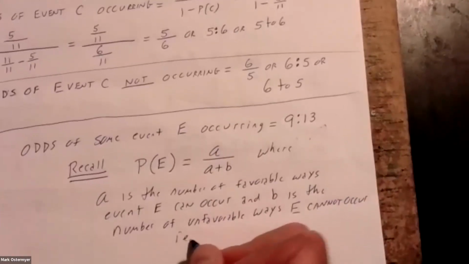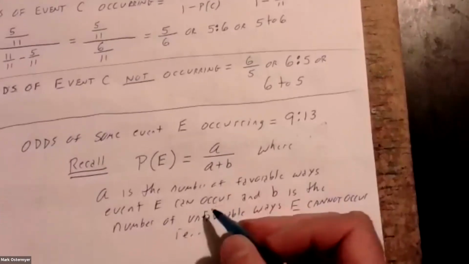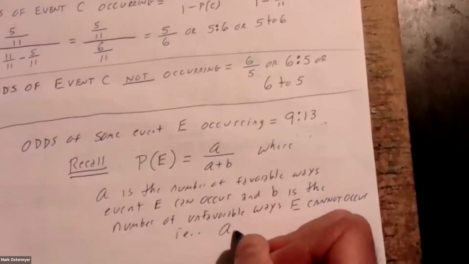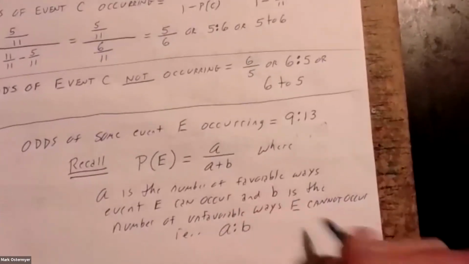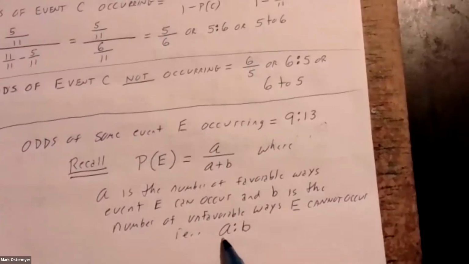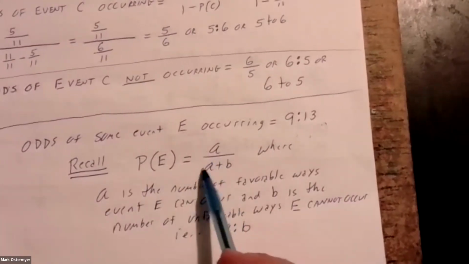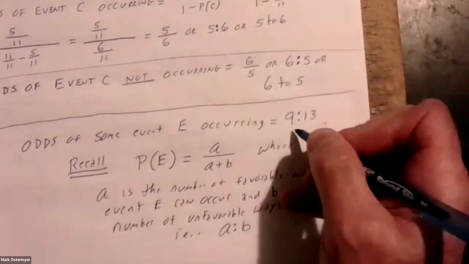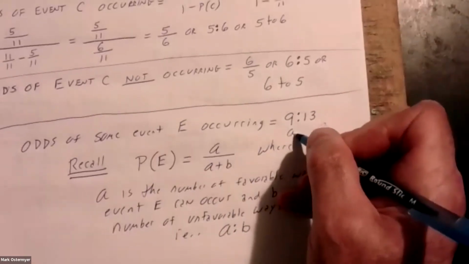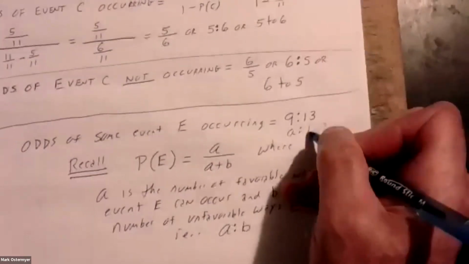In other words, the odds of event E occurring would be expressed as A to what? B. So look at, to go from the odds of occurrence of some event A, which is A to B, to the probability of that event occurring, we simply use this formula, A divided by A plus B. So what's our A here? Our A is what? 9, and our B is what? 13.